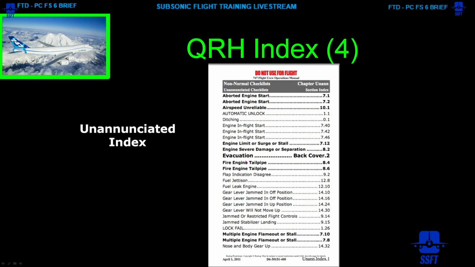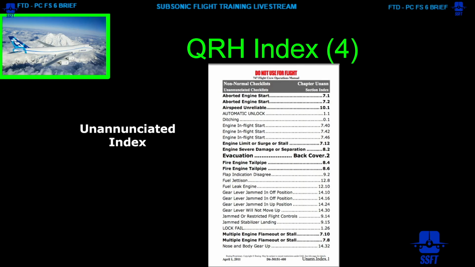Then right behind that, again, that'll go in alphabetical order all the way to Z. And then behind that will be the unenunciated index. You'll notice these are not capital letters. So these will be things that don't have an ICAS message associated with them. If we have a fuel leak, it doesn't necessarily tell us there's a fuel leak. If we have to dump fuel, it doesn't necessarily tell us to dump fuel. If the flight controls are jammed, there's not necessarily an ICAS message with that. If we can't bring the landing gear lever up, there's not necessarily an ICAS message with that.